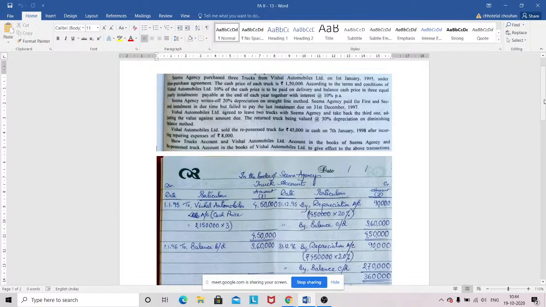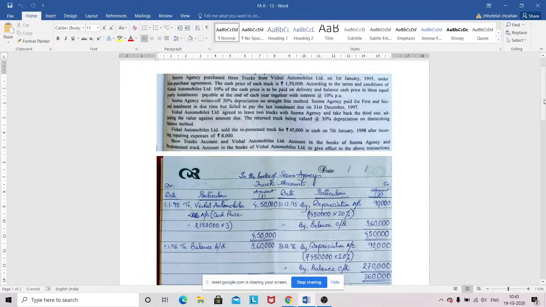So the hire purchaser is charging 20% depreciation by straight line method, but the hire vendor is charging 30% depreciation by diminishing balance method. So there is an alteration in the rate, and also an alteration in the method. So there must be some difference in value. As per the last day's class, I have already mentioned that that difference is actually the loss on repossession.